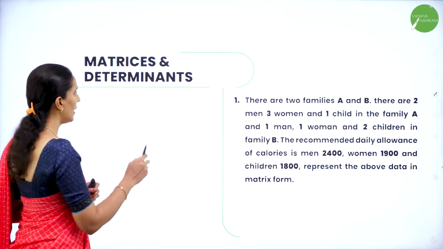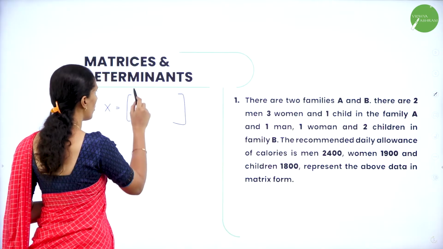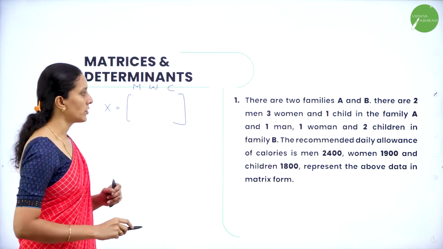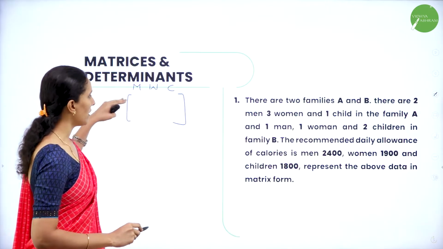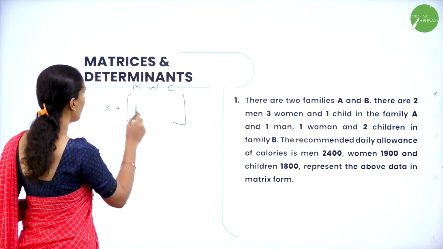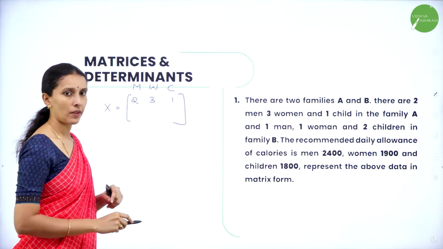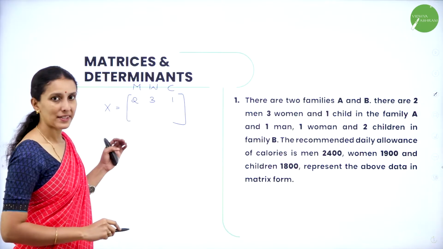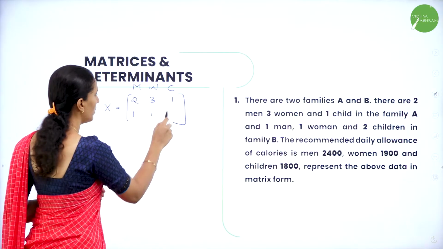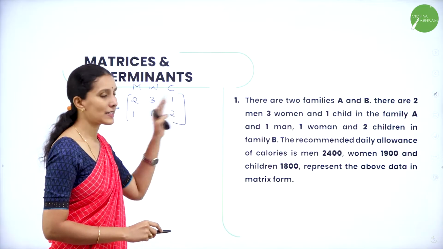So now here let matrix X denote the number of persons in terms of men, women and children. So here in family A, the first row represents the number of persons in family A. So how many men we have? We have 2 men, 3 women and 1 child. Next, family B represents the second row. So here we have 1 man, 1 woman and 2 children. So this X represents the matrix of number of persons in a family.